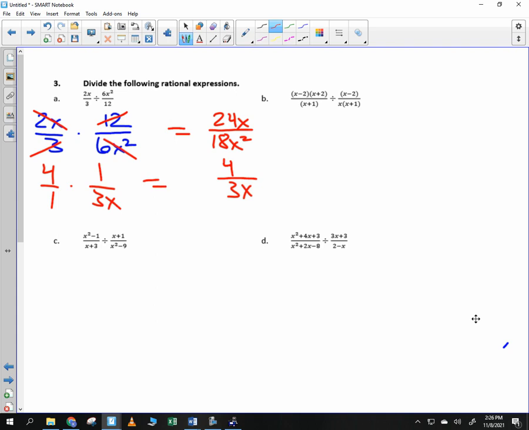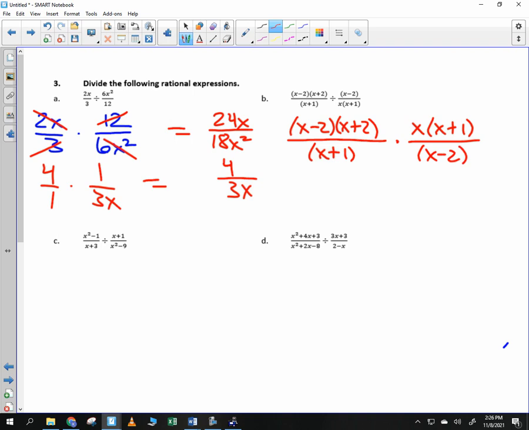Okay, the next one, you can see it's already sitting in factored form. If I wrote it as x minus 2 times x plus 2 over x plus 1, and now I'm going to multiply by x times x plus 1 divided by x minus 2. What happens there?